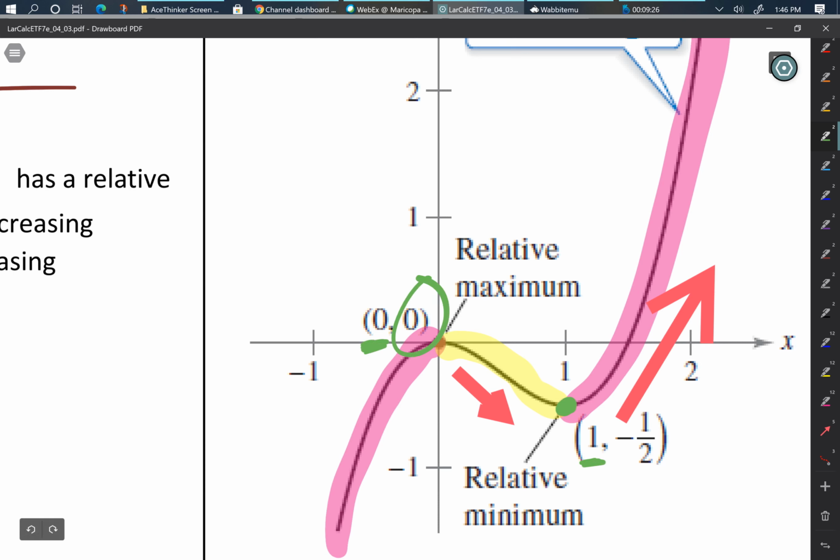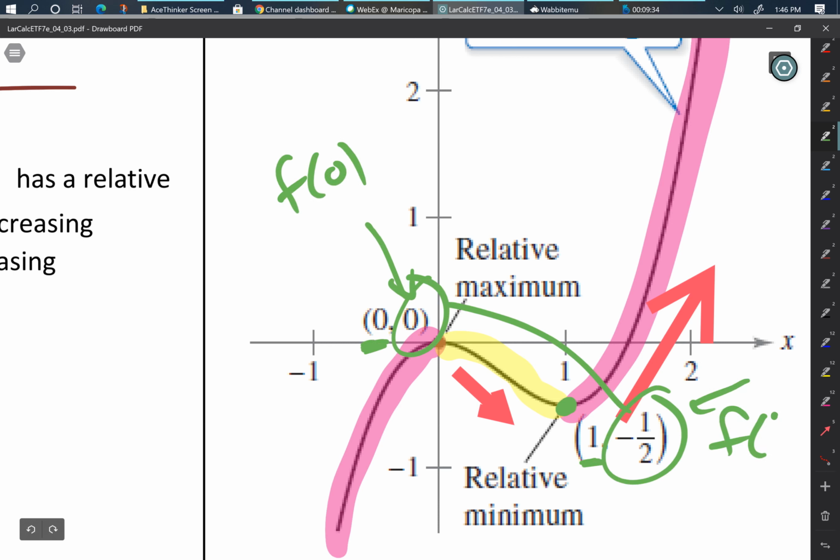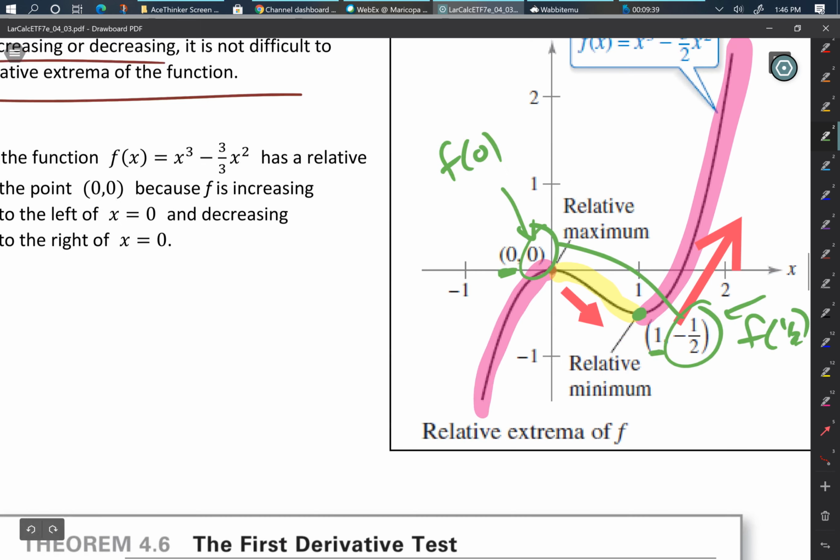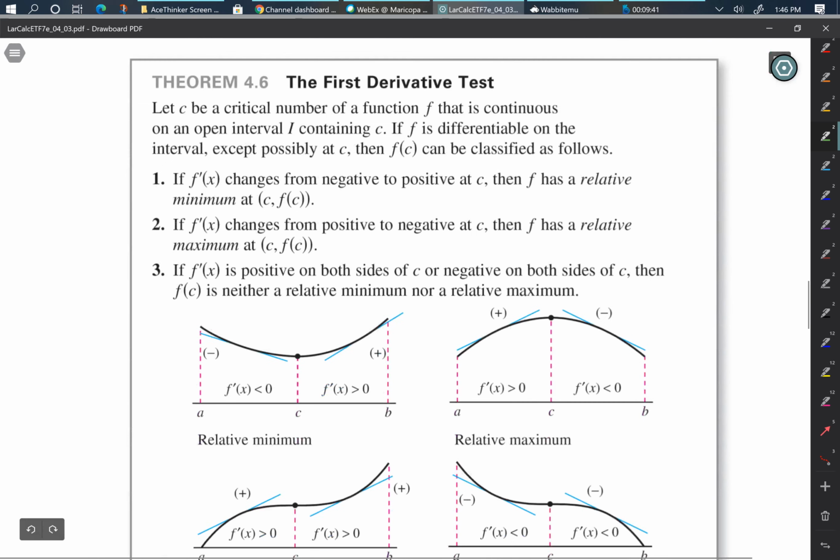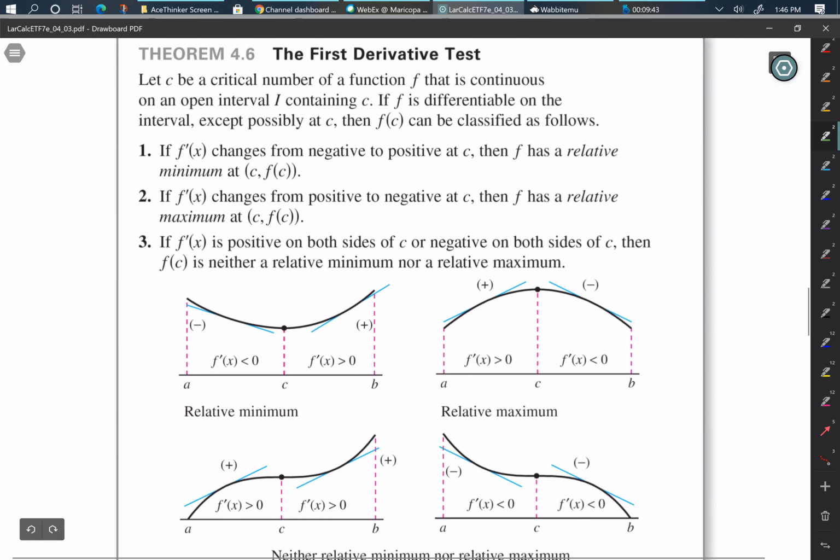To get those y values, we have to go back and plug into the original function. That is f of 0 right there, and that is f of 1/2 right there. Okay? All right. This brings us to the first derivative test.